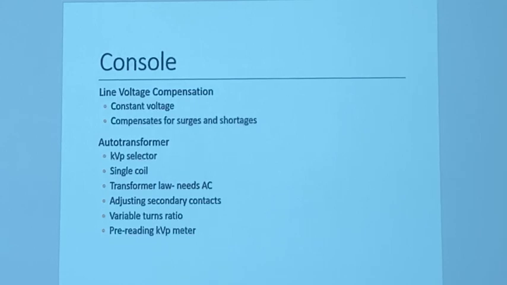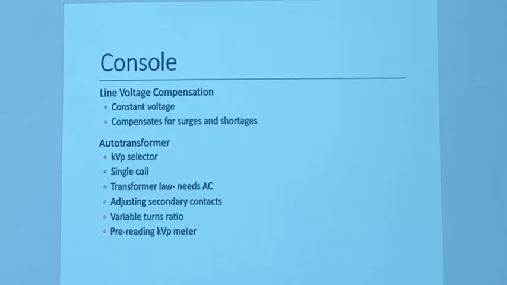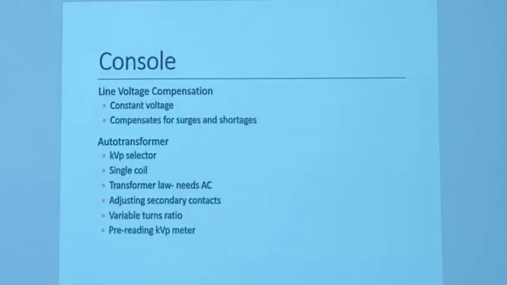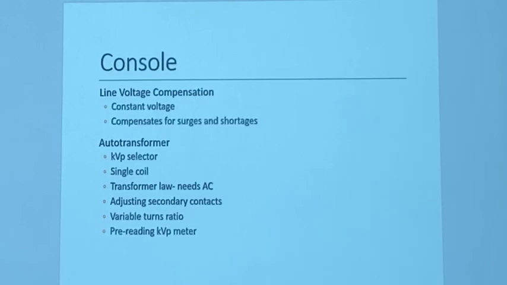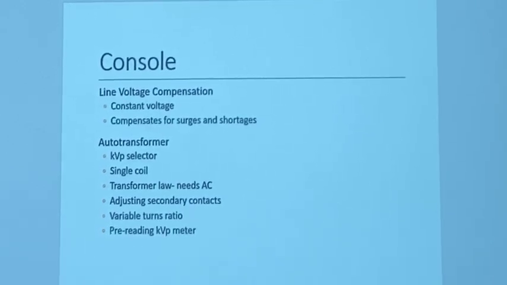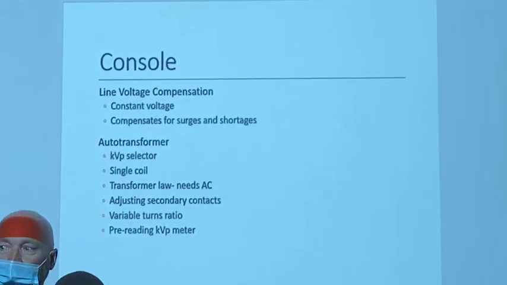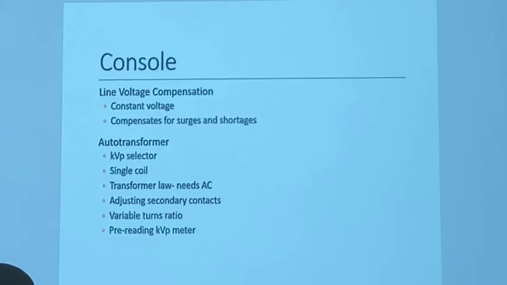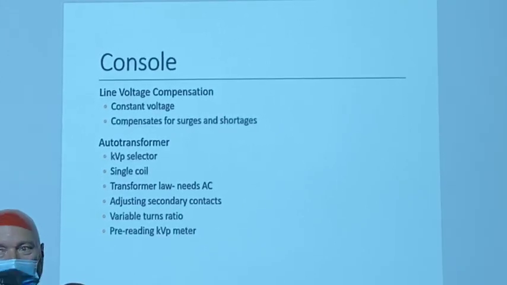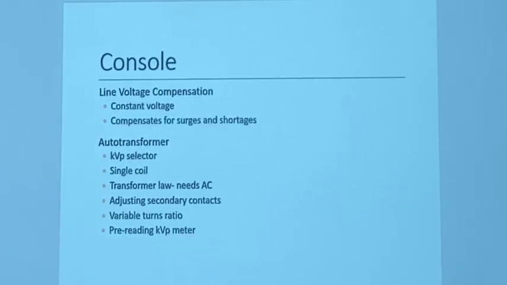So also on the console, we had line voltage compensation. What did that do? Yeah, it made everything the same. It was like a surge protector, so that your KVP to your auto transformer was set so that you didn't have fluctuations in incoming line voltage. What did the auto transformer do? Cut off exposure? Or no, the cut off. Oh, I'm thinking of AEC. Yeah, you're thinking AEC. Auto transformer is our KVP adjustment, right?